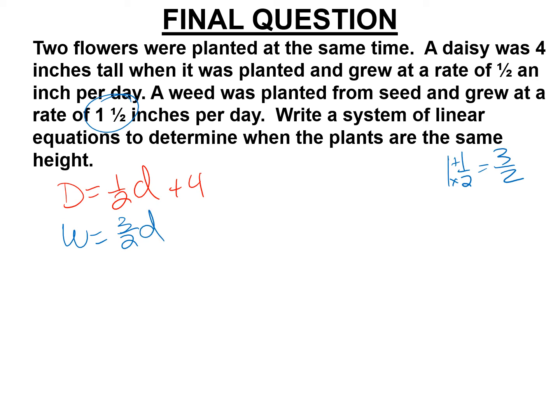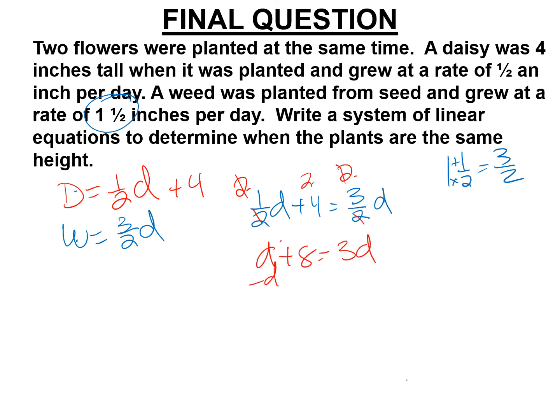All right, write a system of linear equations to determine when the plants are the same height. So when are they at the same height? When D and W, the height of the daisy and the height of the weed, are the same. So we're going to substitute. And since I've got fractions, I'm going to clear my fractions by multiplying everything by 2, both entire sides. D plus 8, these cancel, equals 3D. Subtract D from both sides. 8 equals 2D. Divide by 2. 4 equals D. All right, now this is D for day.